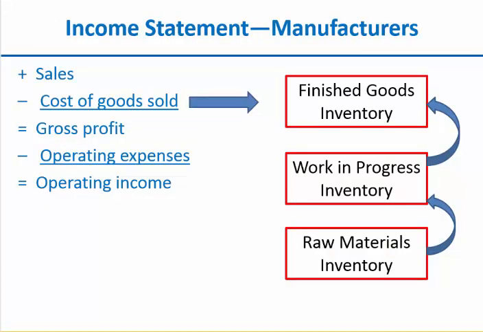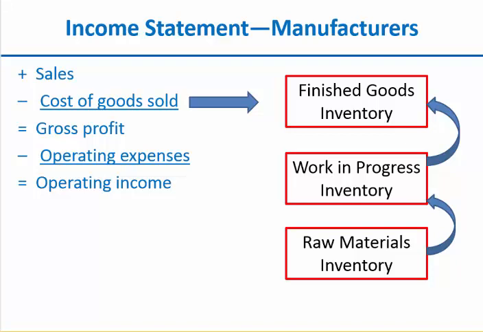For a manufacturing company, it's actually much more complicated. We start with the sales revenues, and minus CGS, you get a gross profit, and then minus operating expenses, you get operating income. It looks pretty simple here in terms of calculations. However, the way to find the CGS is much harder than for a merchandising company.